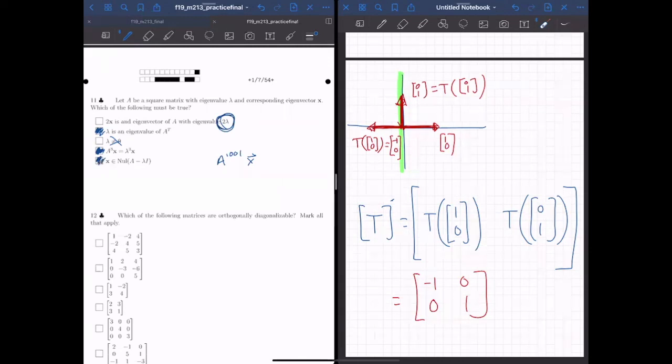And that kind of comes down to, remember, if x is an eigenvector, then this equation is satisfied. But what you can do is you can kind of rearrange this equation to give you the following.